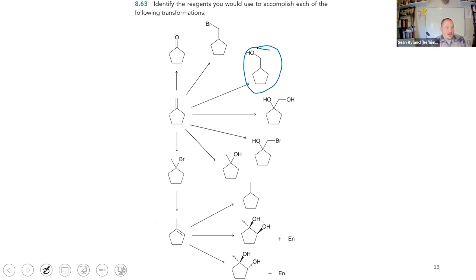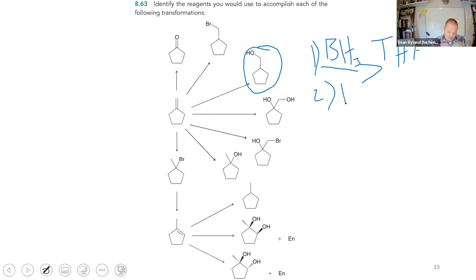we have to look at that and say, okay, I added an OH group. It's the anti-Markovnikov direction. So my reagents for that one would look like BH3. Ideally, remember to put the THF, but that's mostly just the solvent, so it's not that critical. And so that's step one. Step two, you have to expose it to that peroxide and sodium hydroxide.